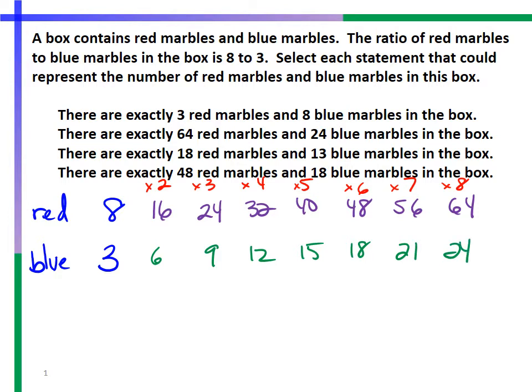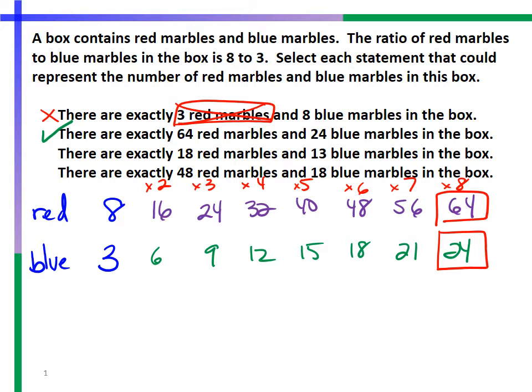And so you see here I have some statements that we need to figure out which ones are true and which ones are false. So the first one says there are exactly 3 red, and we can stop right there because we know that that is incorrect, so our first choice is out. The second one says there are exactly 64 red marbles, so I'm going to find my chart where it says 64, and there are 24 blue marbles, and so I know that the second choice is correct.